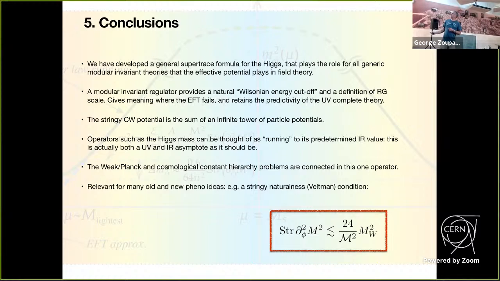And then something else, let me skip to the end because I'm running over a bit. But we think it should be relevant for many phenomenology ideas. So for example, you may be familiar with this naturalness condition of Veltman, which is that this quadratic divergence should be zero. In the string theory, you get an equivalent, but it's not the supertrace over the effective theory, it's the full theory. So the full supertrace of the full UV complete theory is the thing that should be zero, if you're going to believe that. Anyway, I'll leave it. Oh, yeah, it's small. It must be small.